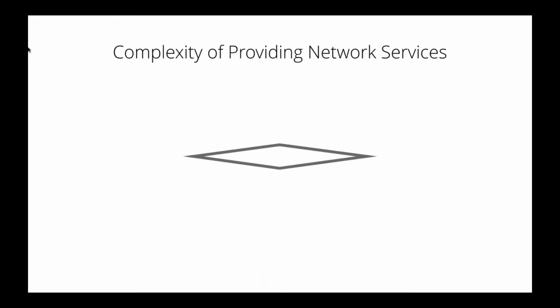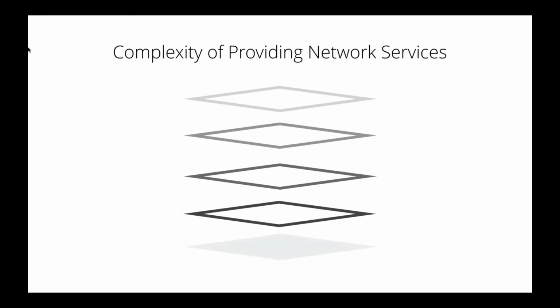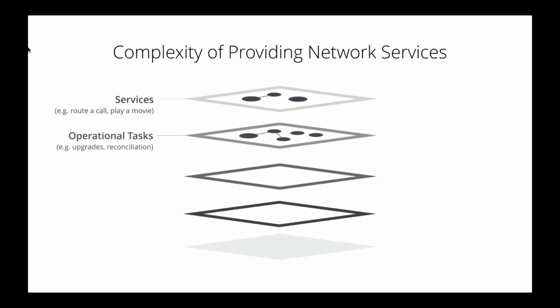So let's look at some of the core kinds of problems that we know that we can address in providing network services to a large user base. And we typically see these often as different layers, you know, a topology itself. We have the core sets of services that the network service vendor is providing. So perhaps you're routing a call, perhaps you're playing a movie, or you're delivering video. Those are the kind of services we're talking about.